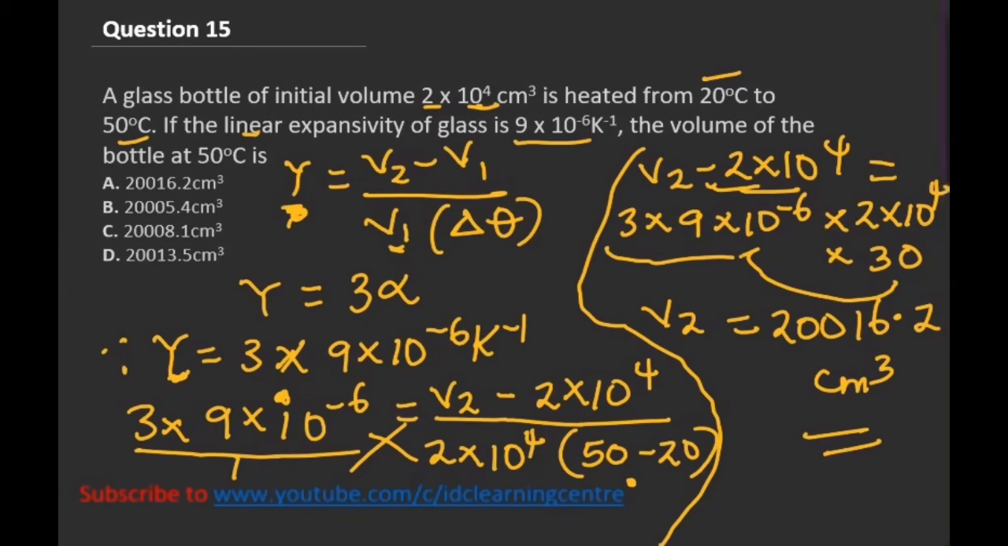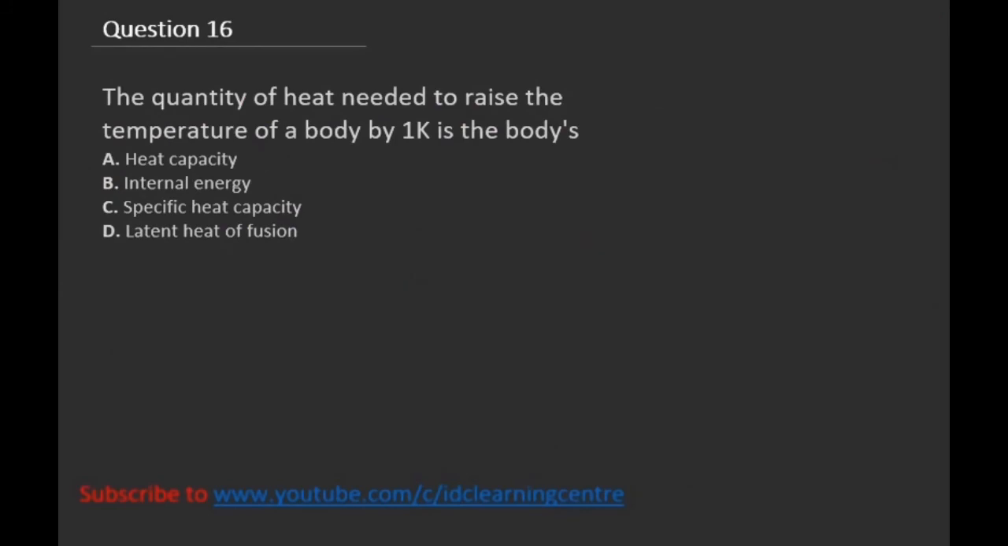All right, now let's go to question. Okay, let me pick the right answer first. 20016.2, that's A. Question 16. The question says, the quantity of heat needed to raise the temperature of a body by 1 K is the body's A, heat capacity, B, internal energy, C, specific heat capacity, D, latent heat of fusion. The right answer is specific heat capacity. The specific heat capacity of a substance is the heat required to raise the temperature of 1 kilogram of heat through 1 degree or 1 Kelvin.